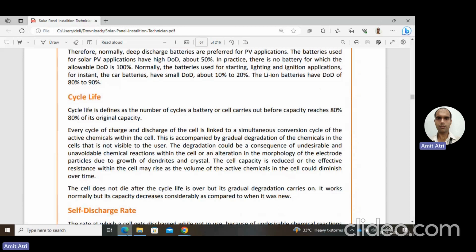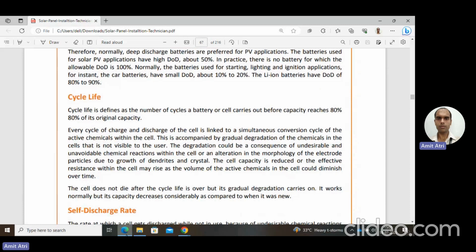So every cycle of charge and discharge of the cell is linked to a simultaneous conversion cycle of the active chemicals within the cell. This is accompanied by gradual degradation of the chemicals in the cell that is not visible to the user. Okay, of course, we won't be able to see it.